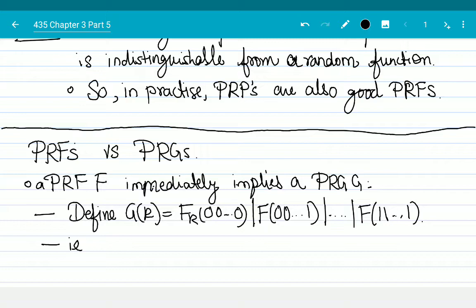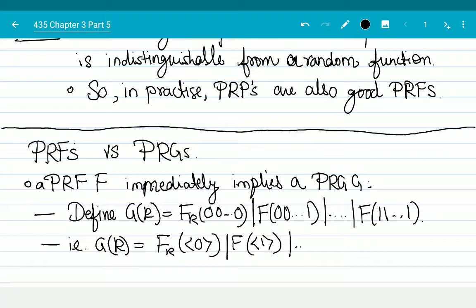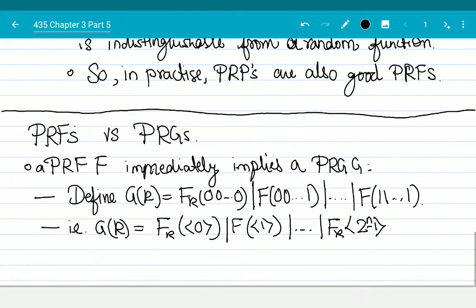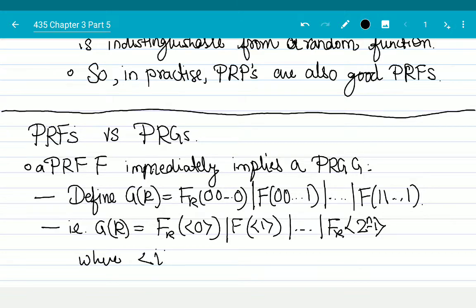I.e., G of k is equal to f_k of 0, concatenated with f_k of 1, concatenated with all the way up to f_k of 2 to the n minus 1, where the symbol denotes the n-bit encoding of i.